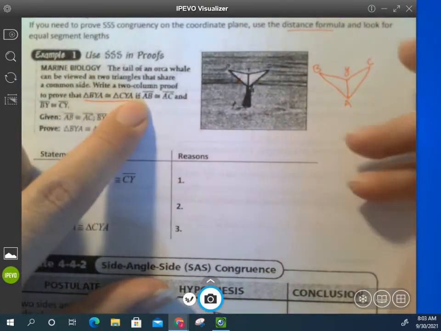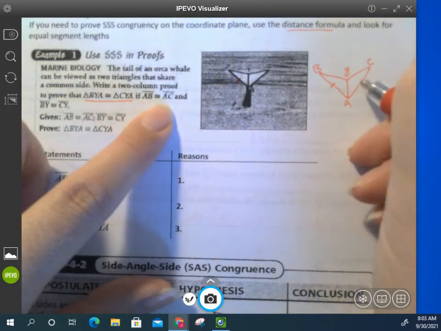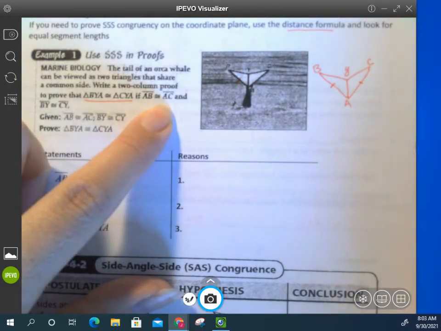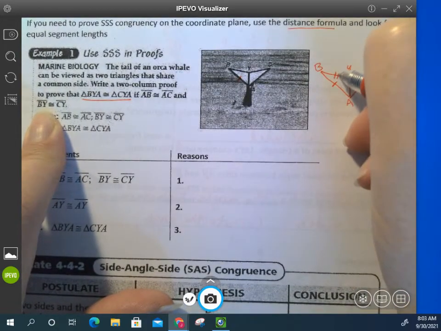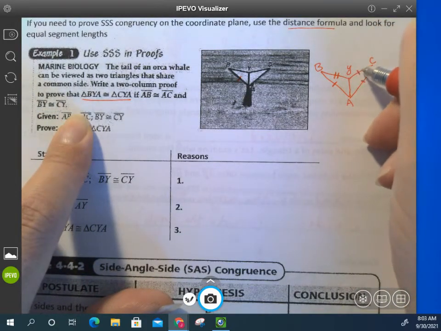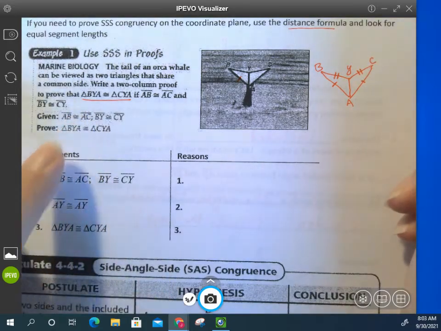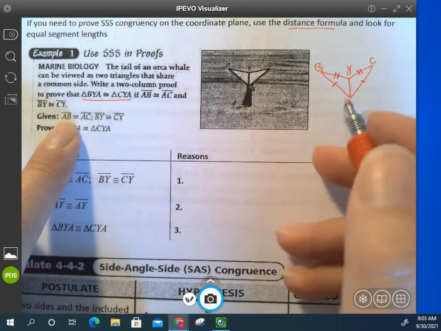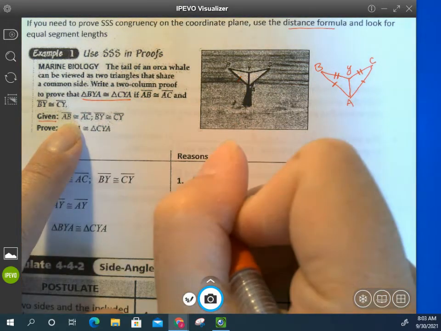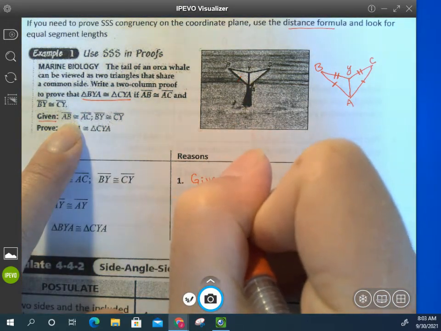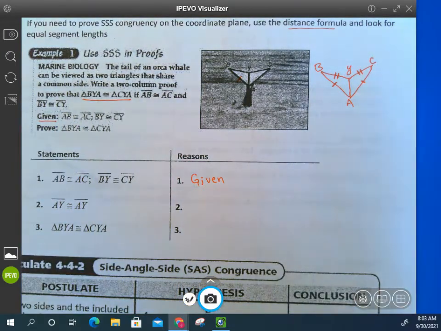It says that AB right here is congruent to AC. So mark those for me. And then BY up here, 2 tick marks, is congruent to CY. Now, they gave us this in the directions. Look right here. See how it says given? They gave us these congruent sides. So the reason that we know this is it was given. They have to give you something. They have to start you off with some rules.